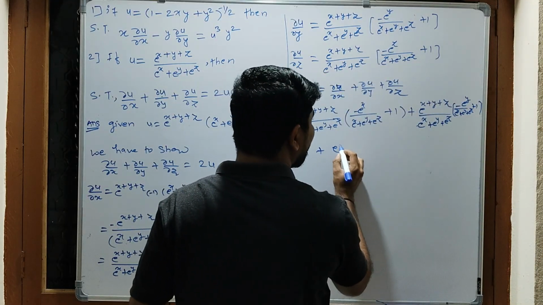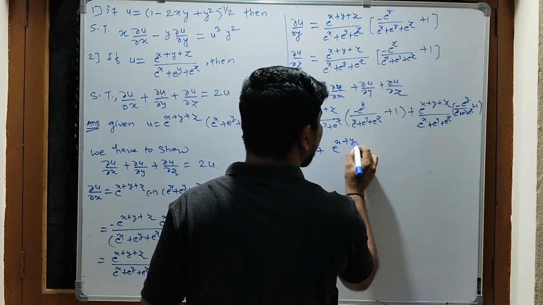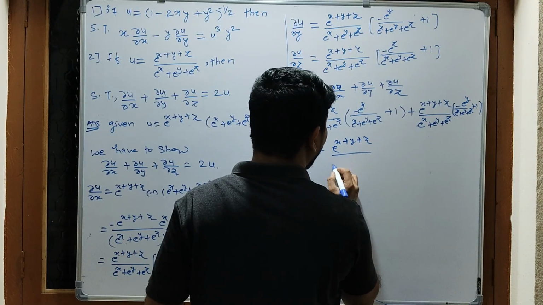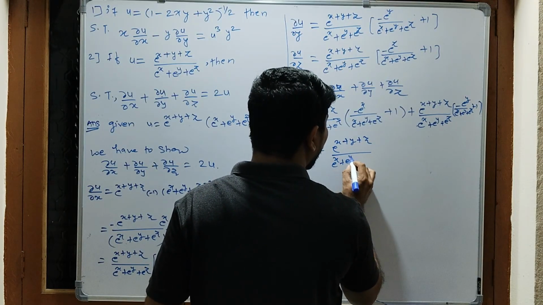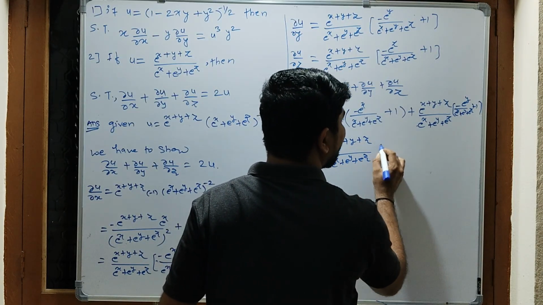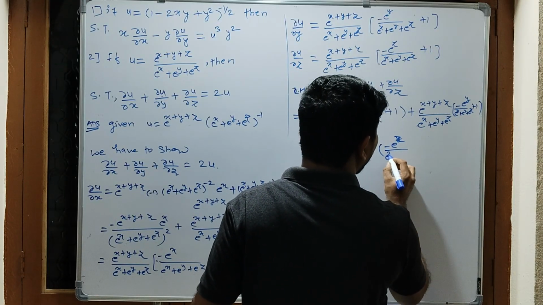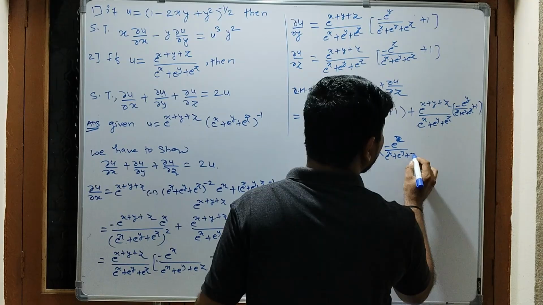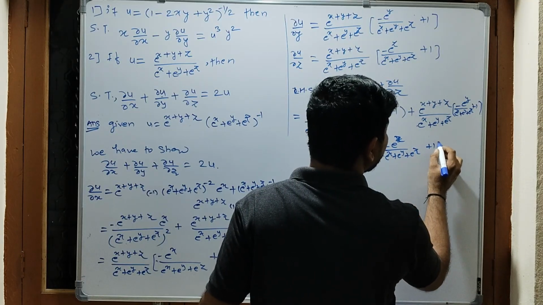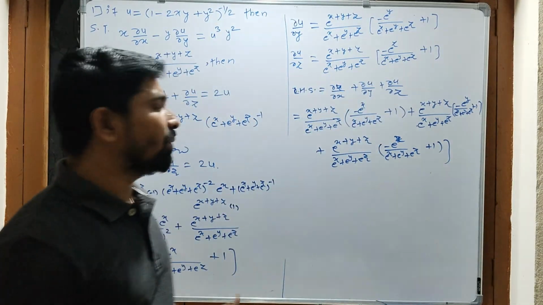Now plus e to the power x plus y plus z divided by e to the power x plus e to the power y plus e to the power z times, this is minus e to the power z divided by e to the power x plus e to the power y plus e to the power z, this is plus 1. Now sum of all these things.